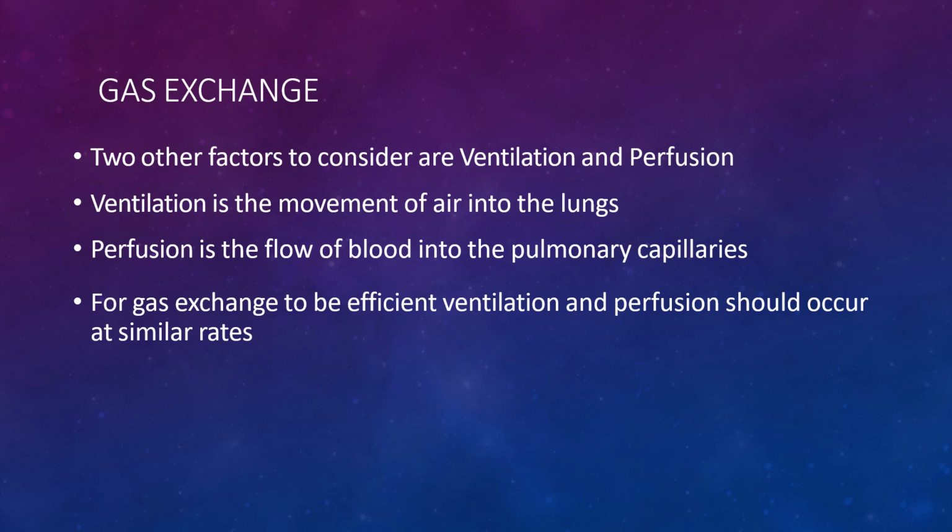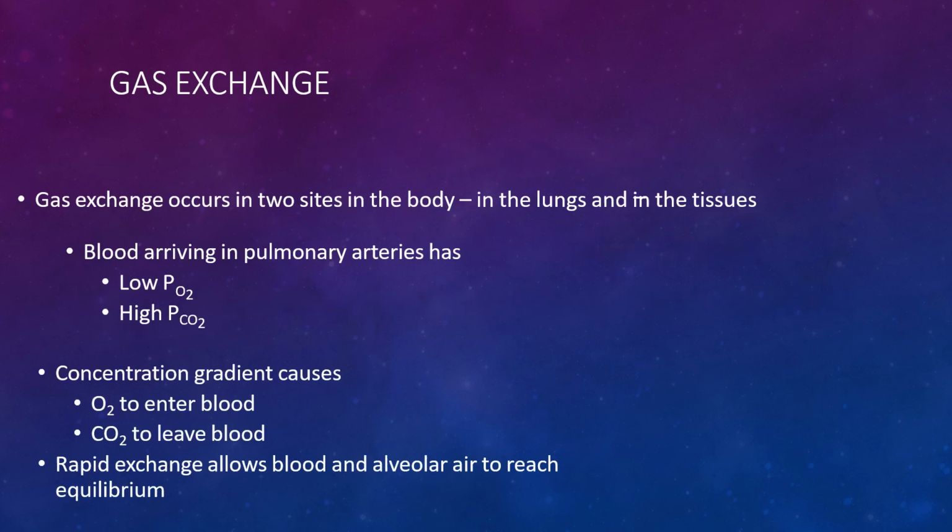Two other factors to consider are ventilation and perfusion. Ventilation is the movement of air into the lungs, and perfusion is the flow of blood into the pulmonary capillaries. For gas exchange to be efficient, ventilation and perfusion should occur at a similar rate. Gas exchange occurs in two sites in the body, in the lungs and the tissues. External respiration is the exchange of gases between external air and the blood. Blood arriving in pulmonary arteries has low partial pressure of oxygen and high partial pressure of carbon dioxide. The concentration gradient causes oxygen to enter the blood and carbon dioxide to leave the blood. Rapid exchange allows blood and alveolar air to reach equilibrium.